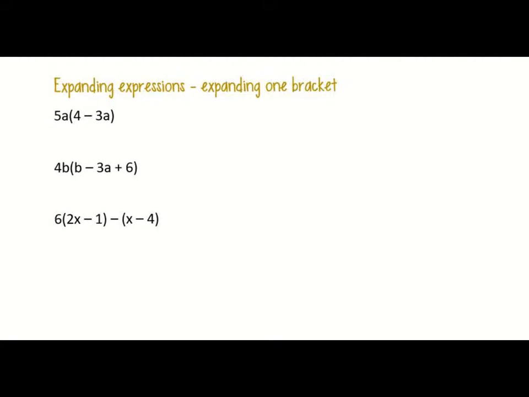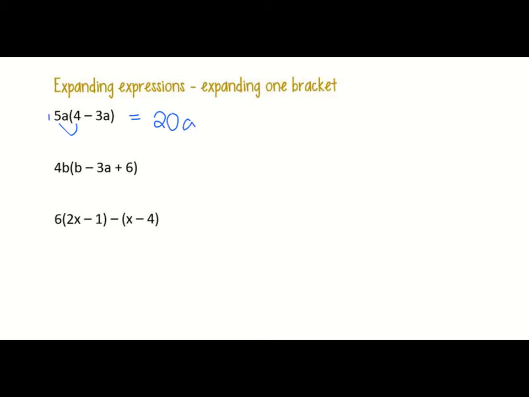So here we are expanding expressions, and we're just going to start with expanding one bracket. What we're going to do here is multiply everything inside the brackets by what's in front of the bracket. So if we look at the first one, first we're going to take 4 and we're going to multiply it by 5a. So 4 times 5a, so 4 times 5 is 20, and we've just got the a.